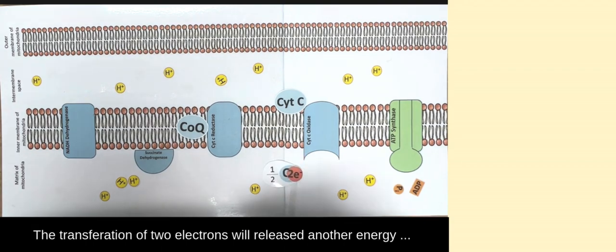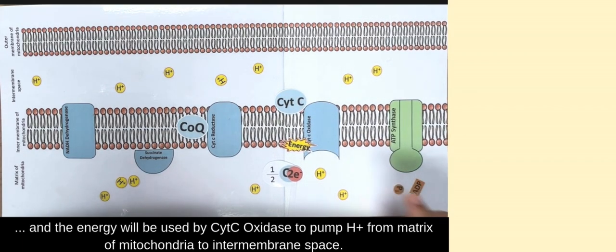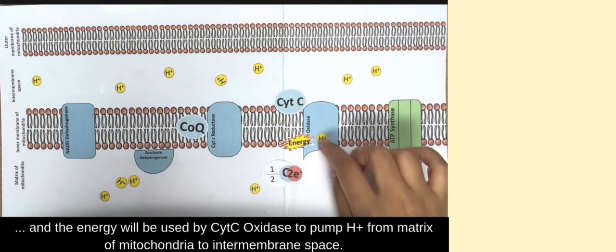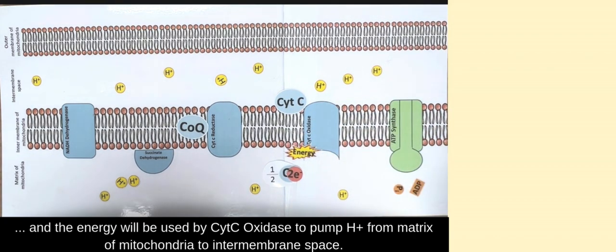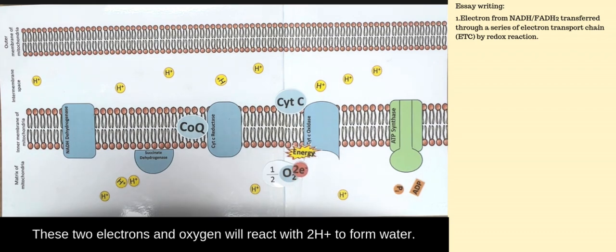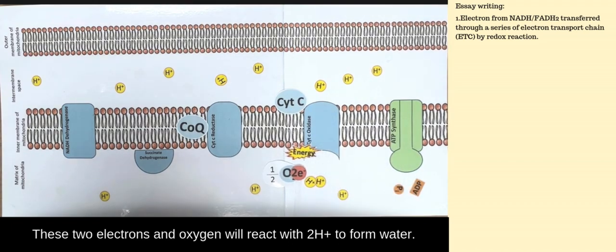The transfer of 2 electrons will then release another energy, and this energy will be used by cytochrome C oxidase to pump hydrogen ions from the matrix of mitochondria to the intermembrane space. The 2 electrons and also the oxygen will then react with 2 hydrogen ions to form water.